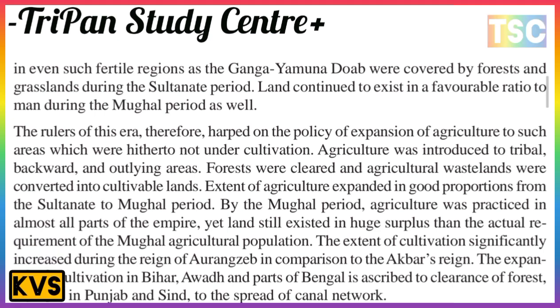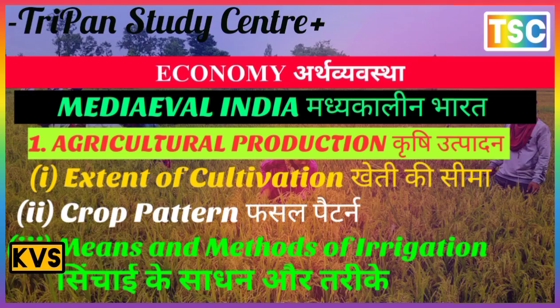By the Mughal period, agriculture was practiced in almost all parts of the empire. Yet land still existed in huge surplus to the actual requirement of the Mughal agricultural population. The extent of cultivation increased significantly during the reign of Aurangzeb in comparison to Akbar's reign. The expansion of cultivation in Bihar, Awadh and parts of Bengal is ascribed to the clearing of forests, whereas in Punjab and Sindh it was due to the canal network.